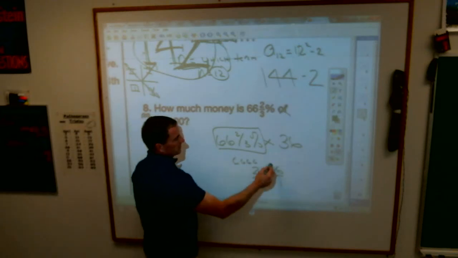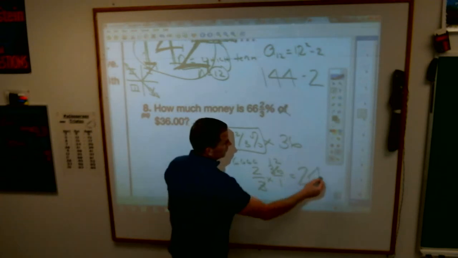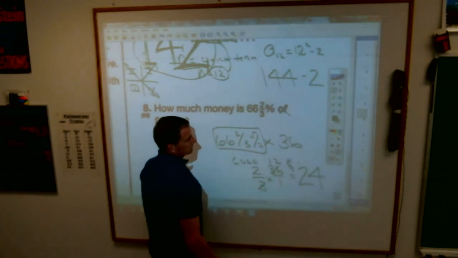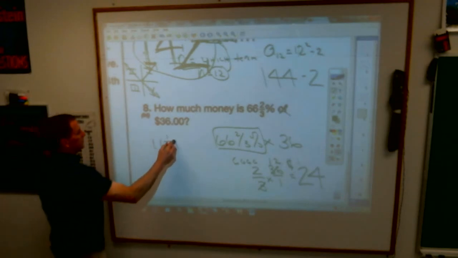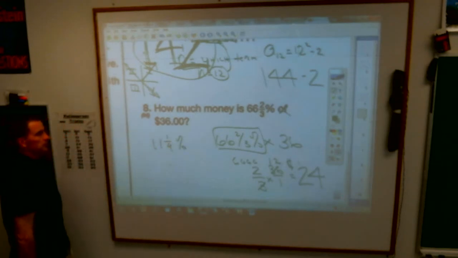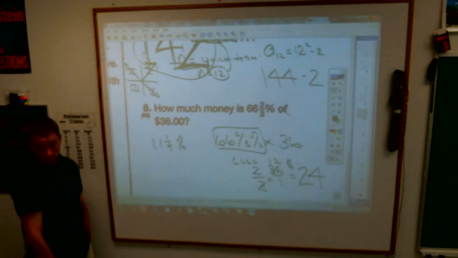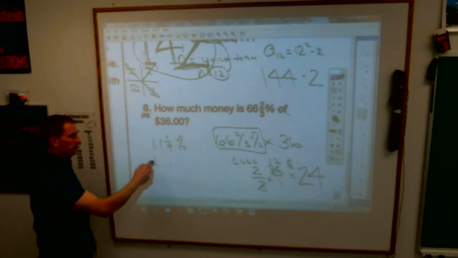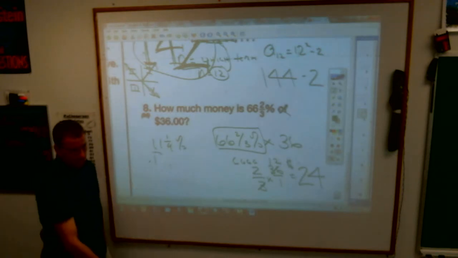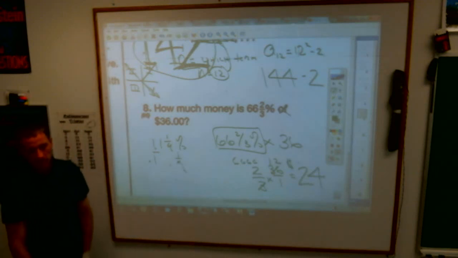3 goes into 36 12 times. 2 times 12 is 24. It'd be the same thing as this. If you had 11 1/9%, you need to recognize that that is, what as a decimal? 0.1 repeater. What is it as a fraction? 16 2/3%?